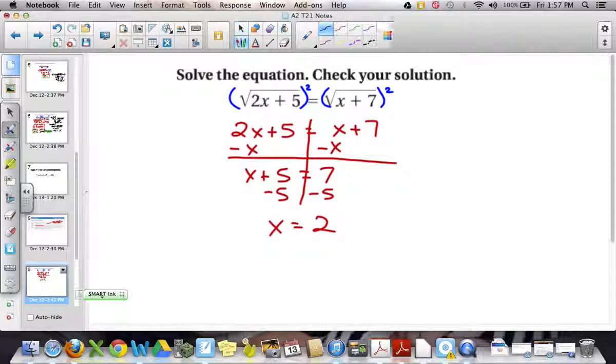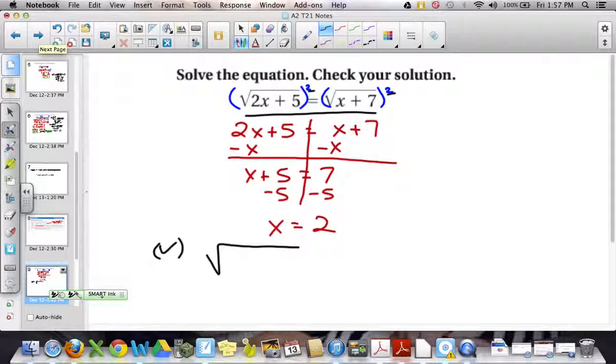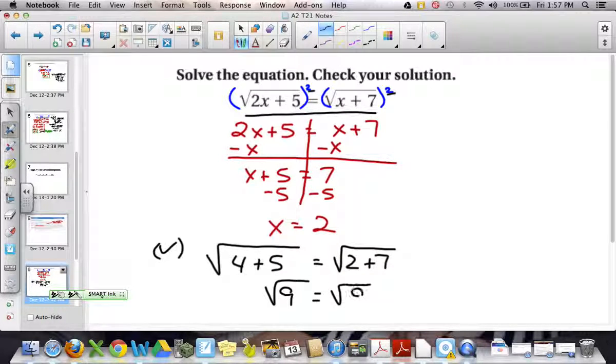All right, so now going back and checking to see if that answer actually works. Because remember, by doing this squaring on both sides, we can potentially introduce extraneous solutions that don't actually exist. So go back to your original equation and put 2 in there. We get the square root of 4 plus 5 equals the square root of 2 plus 7. So that's the square root of 9 equals the square root of 9. That checks out. Those are actually equal. So x equals 2 is a legitimate solution.